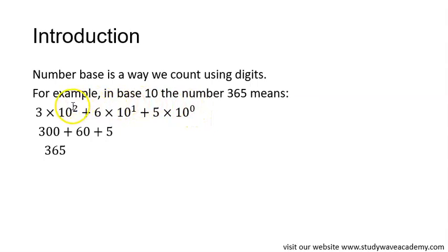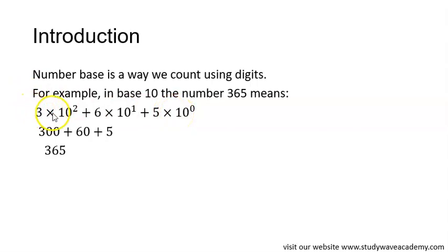How did we get all these raised to power? We started from here, from the right to the left, okay? So you start with 0 when you want to label your numbers. 0, 1, and 2, okay? So writing this in base 10 is 3 times 10 raised to power 2 plus 6 times 10 raised to power 1 plus 5 times 10 raised to power 0. Remember 5 has 0 and this is base 10, so that's why we have 10 here, okay?